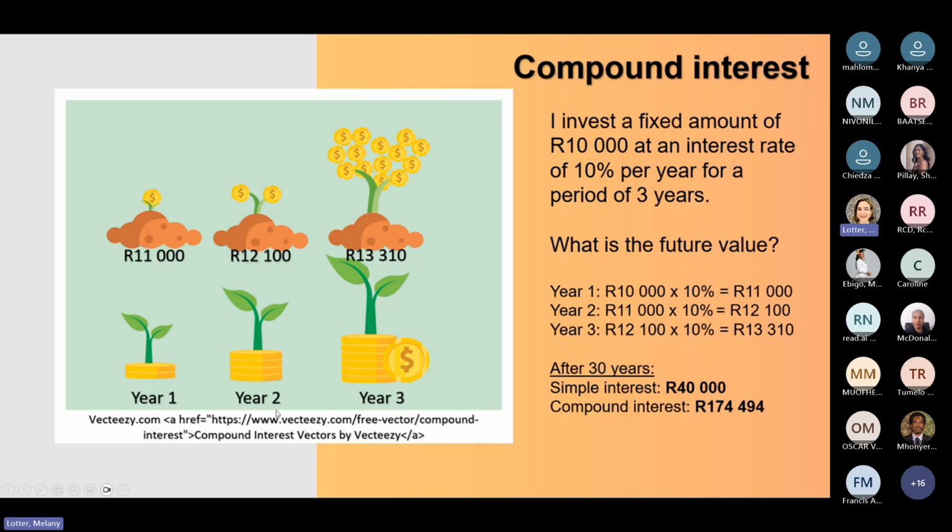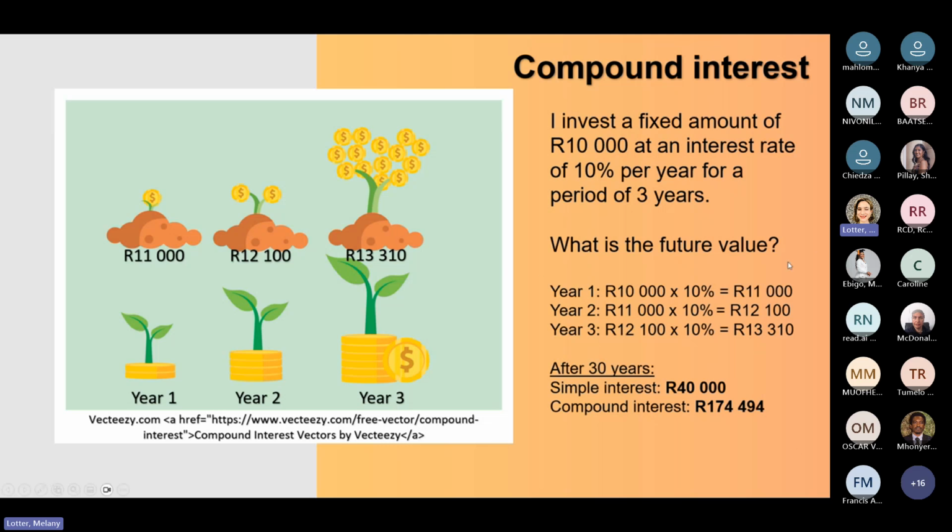So in year two, I get 10% on 11,000, which gives me 12,100. And in year three, I have 10% on 12,100, which gives me 13,310. So do you see that it's interest on interest? That's the compounding effect if you save over a period of time. You're not just growing the original money that you're putting in, but you're growing money on the money that you've earned. And that's the impact of compound interest over the long term.